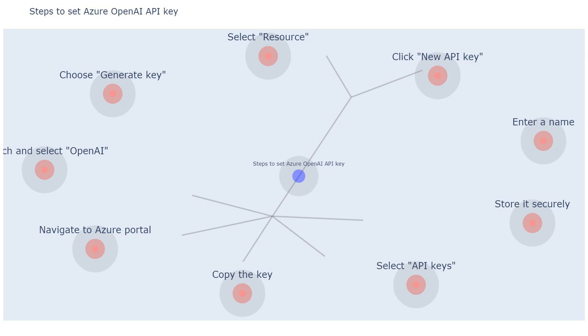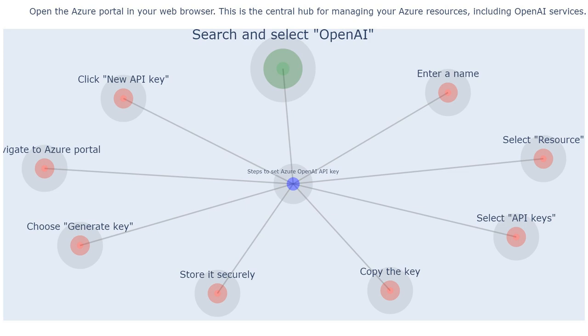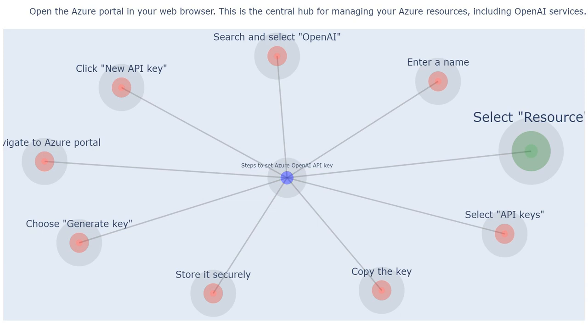Open the Azure portal in your web browser. This is the central hub for managing your Azure resources, including OpenAI services. In the search bar at the top of the Azure portal, type OpenAI and select the OpenAI service from the search results. On the OpenAI service page, click on the resource option. This will take you to a list of your existing OpenAI resources.